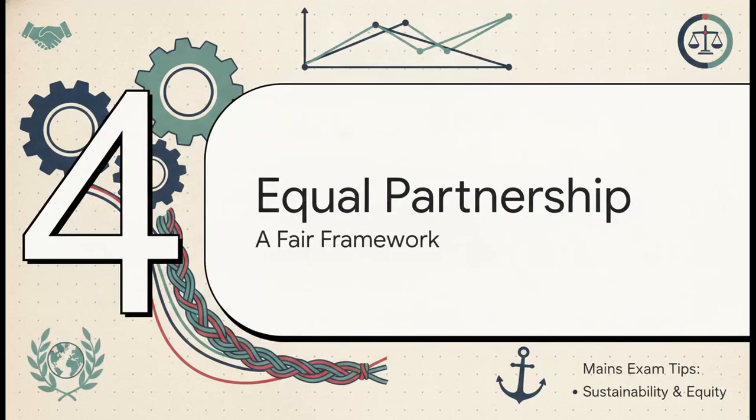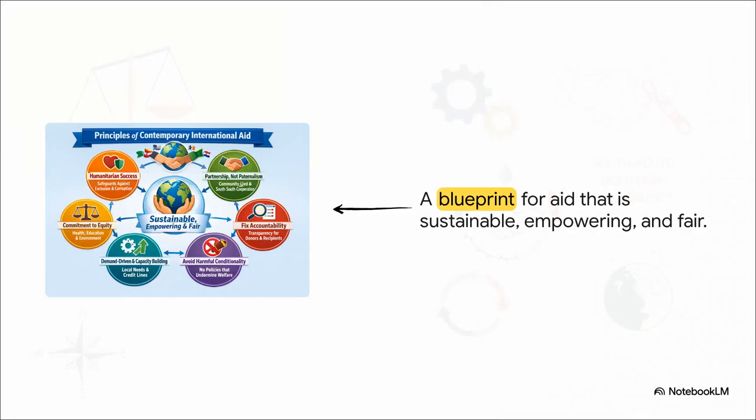Let's look at solutions in Section 4, Equal Partnership Framework. Solving this friction requires a blueprint for aid that is sustainable, empowering, and fair. Absolutely. We must shift away from paternalism and move toward true partnership. Aid has to be demand-driven with a heavy focus on local capacity building, rather than just slapping short-term band-aids onto deep systemic problems. We have to avoid harmful conditionality and fix accountability. Donors and recipients need to be totally transparent with each other. Honestly, this is the only ethical way to ensure aid eventually makes itself obsolete.